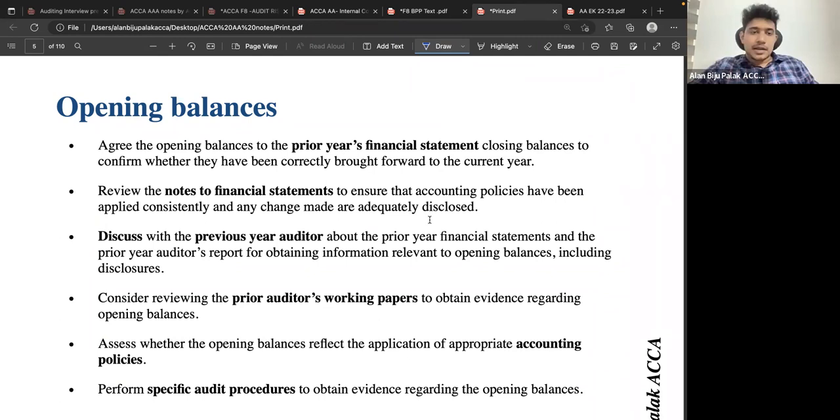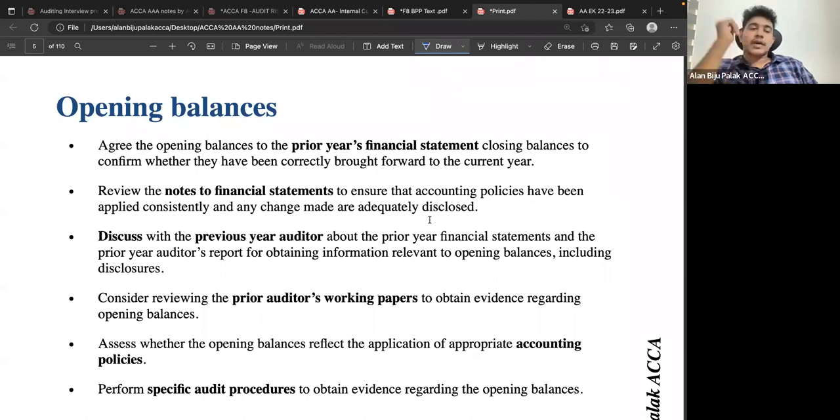So as an auditor, if the examiner is asking us to write the substantive procedures, we need to consider that they are mentioning something regarding the opening balances. So opening balances have to be tested. Clear? In the same manner, they might be asking you to write the substantives relating to the bank.